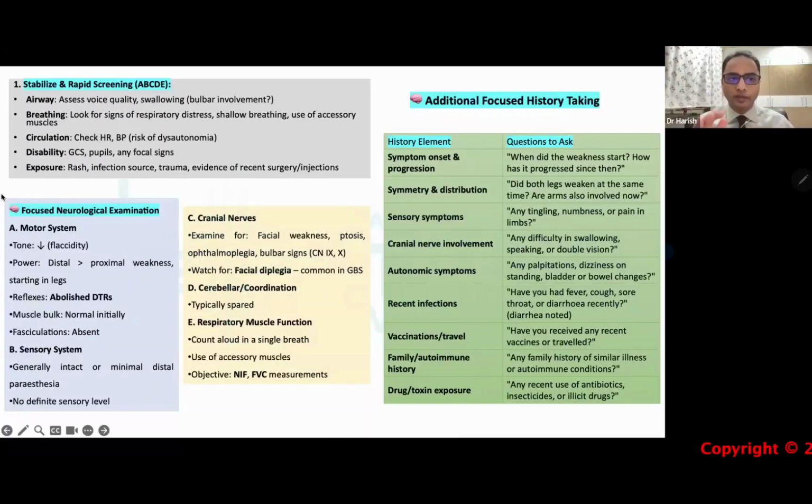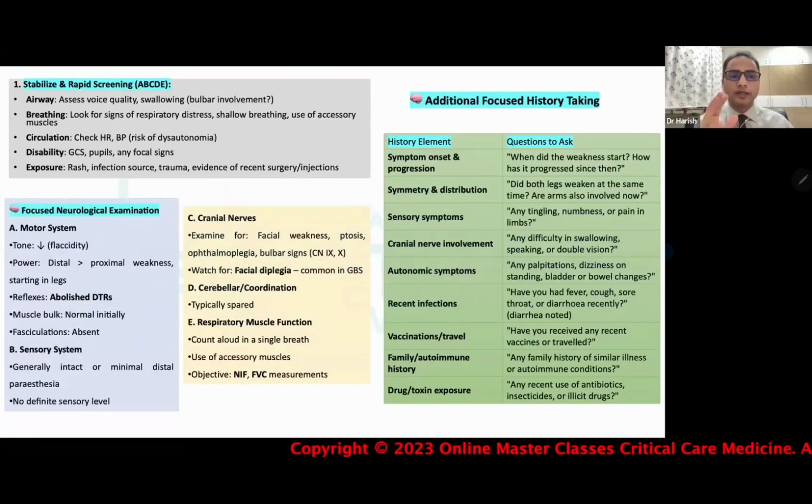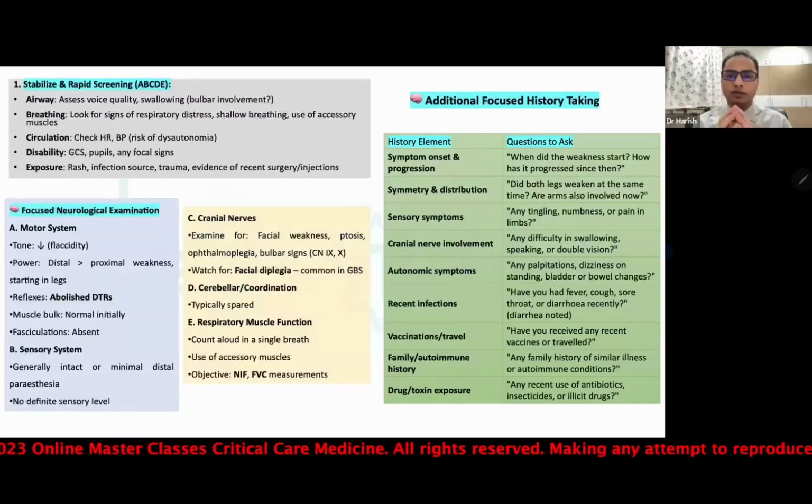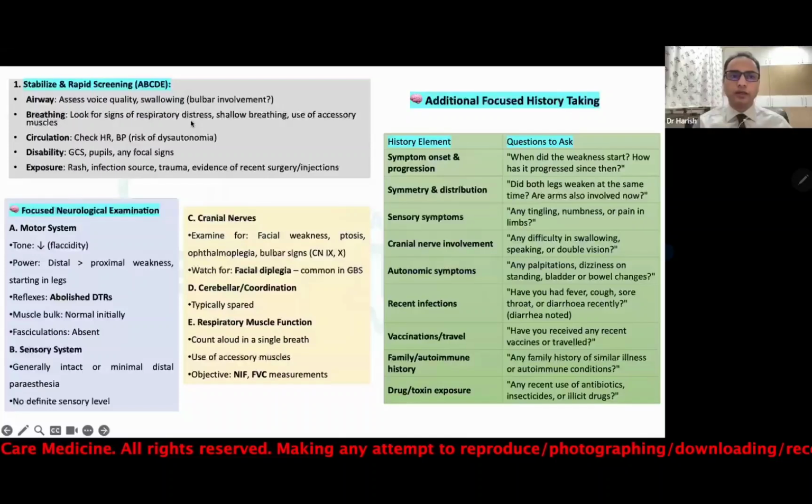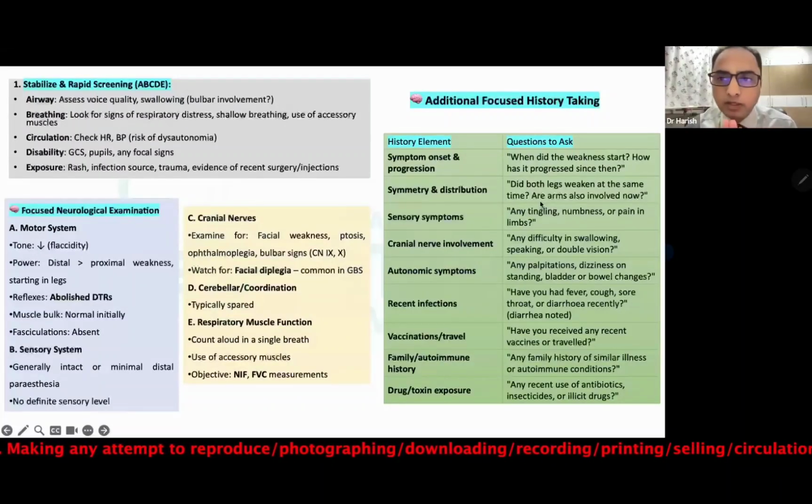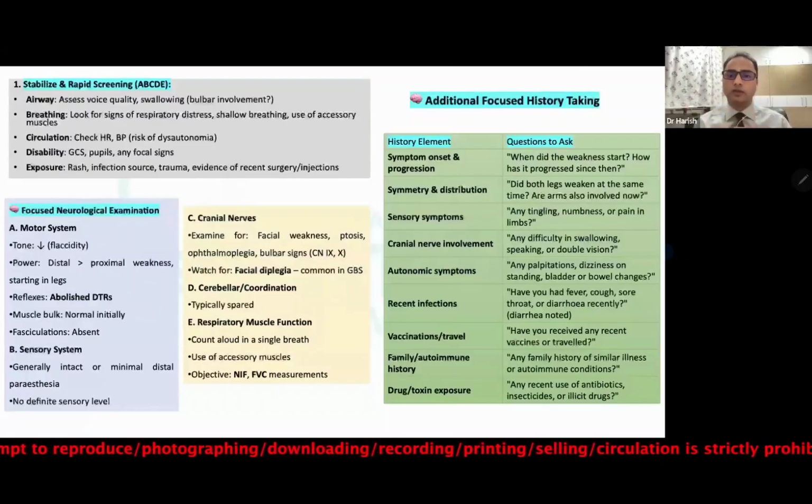We'll examine for any infectious source because he had a history of diarrhea, like rash, any trauma, evidence of recent surgery or injection. So this is the initial examination. But when you are examining as the receiving end, you need to take some additional focused history, particularly in these kinds of patients.